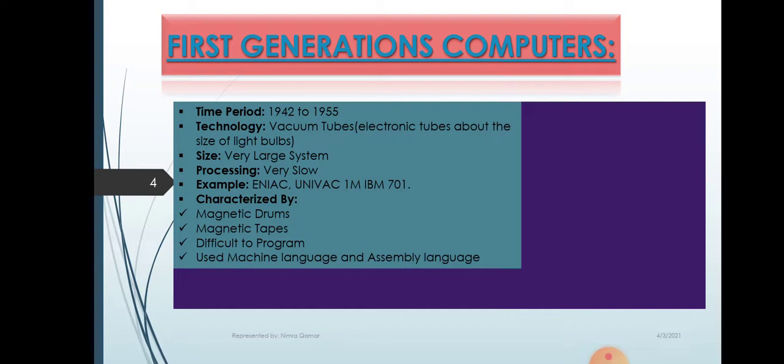So in the next video, we'll discuss about the second generation of the computer system.